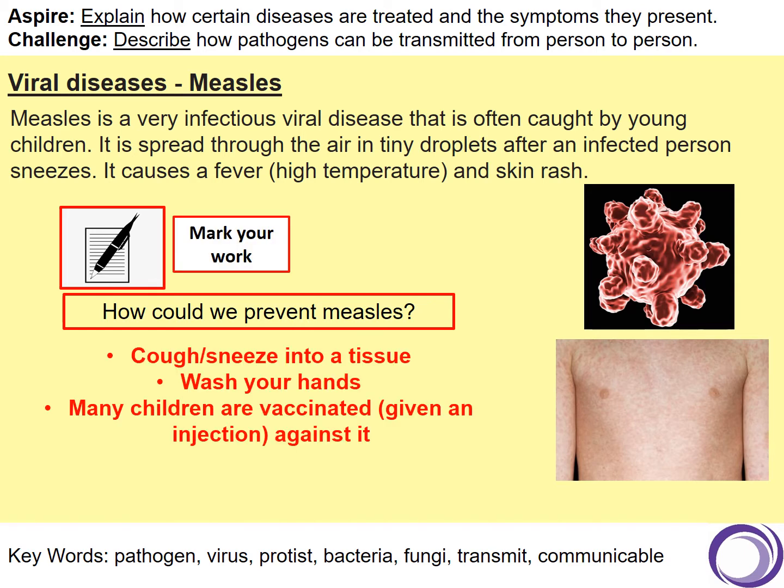Okay, so hopefully on your pieces of paper, from the text above, we know that measles is spread through the air in tiny droplets after an infected person sneezes. So we could prevent measles by coughing or sneezing into a tissue, washing our hands thoroughly, and making sure that children are vaccinated. They are given the MMR jab against measles.